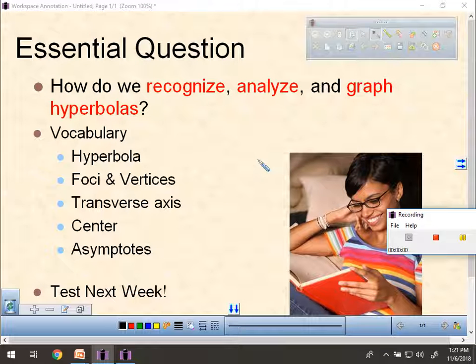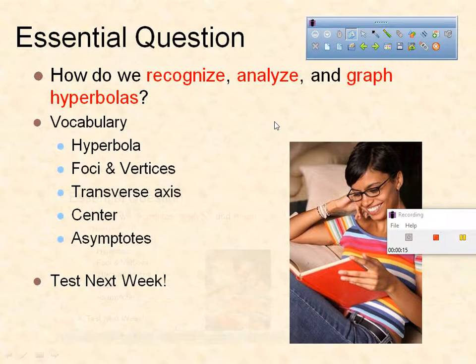All right, guys, your essential question for today is, how do we recognize, analyze, and graph hyperbolas? So there are some vocabulary words, but I'm not really going to stress too much on them. The main thing I need you to get was the word hyperbola. And so let me show you an example.